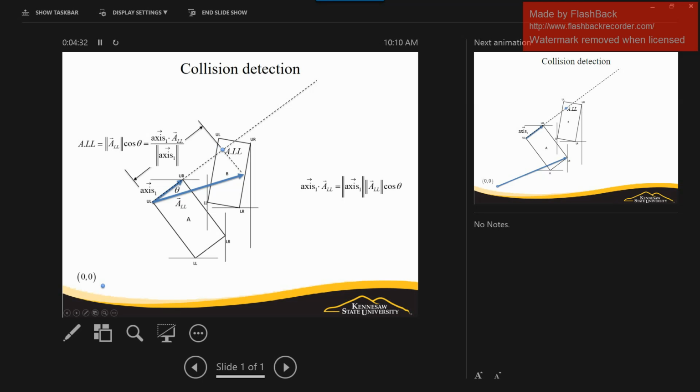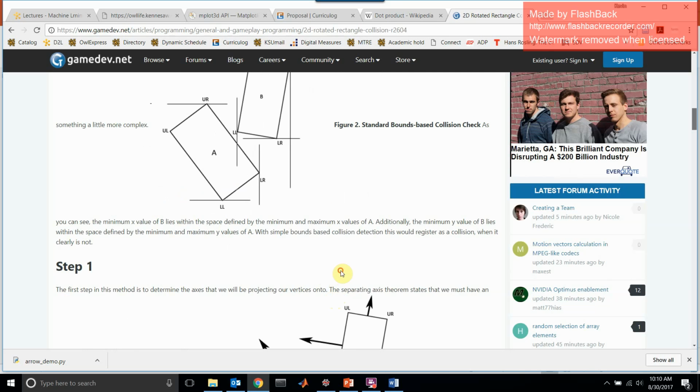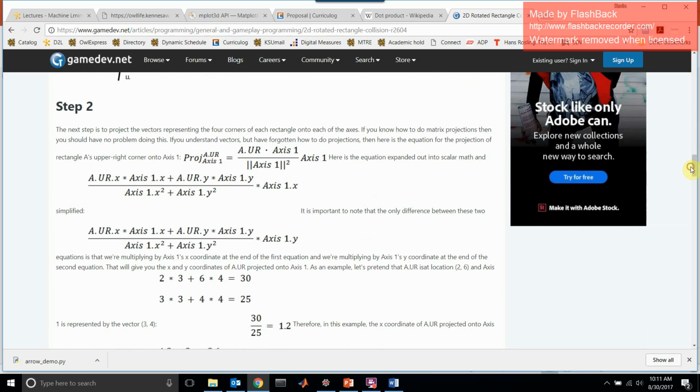And that you get from the dot product and just dividing by the magnitude of the axis. Okay? Now, let me go over what they have in here. This equation is similar to the one I have on my slide, but it's a little different. This one is a vector because this is a dot product. That makes it a scalar.